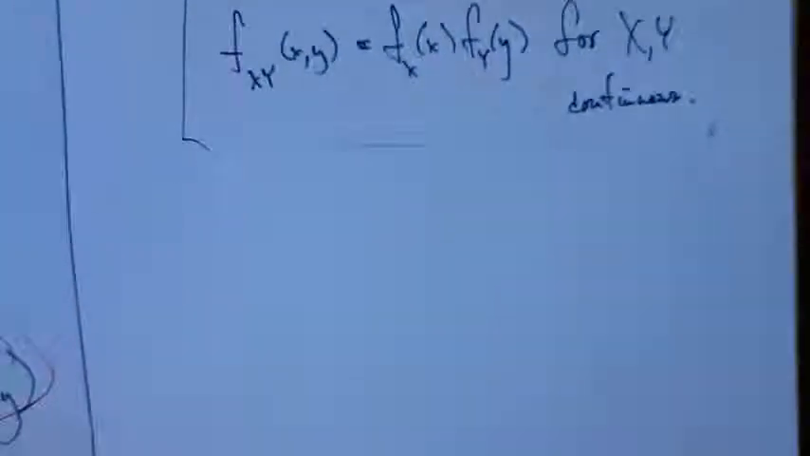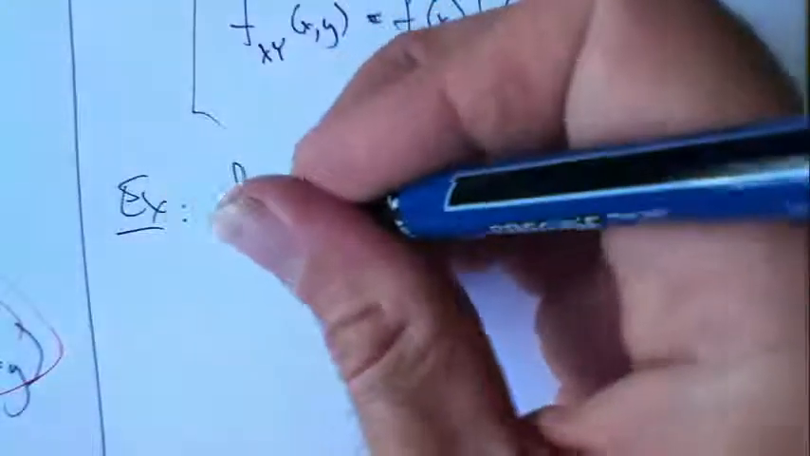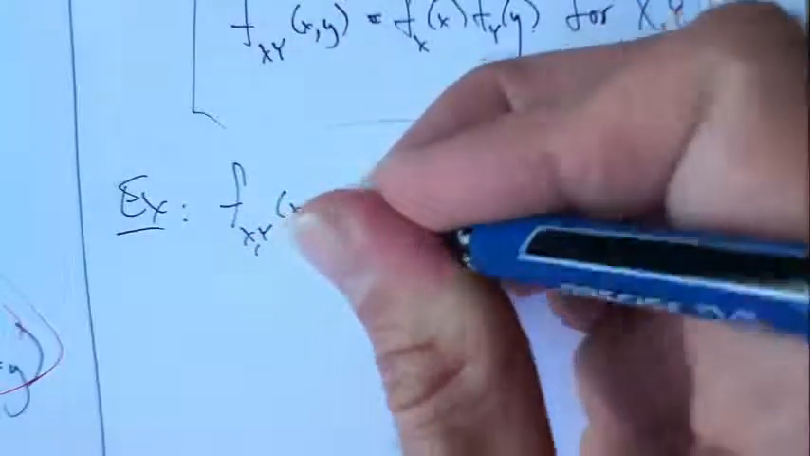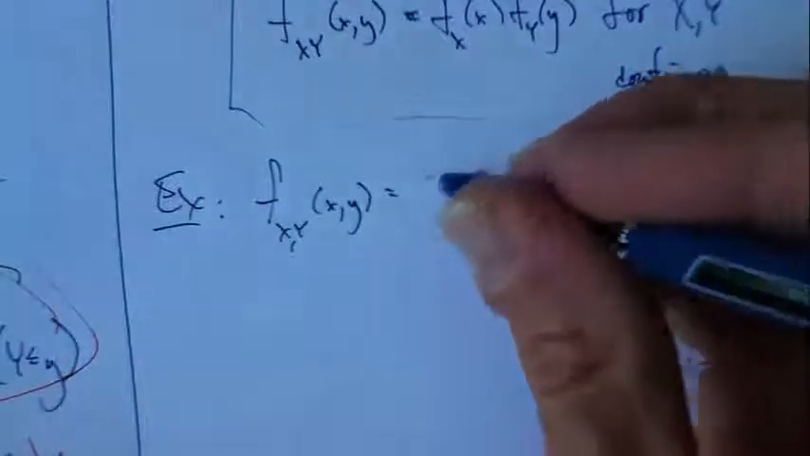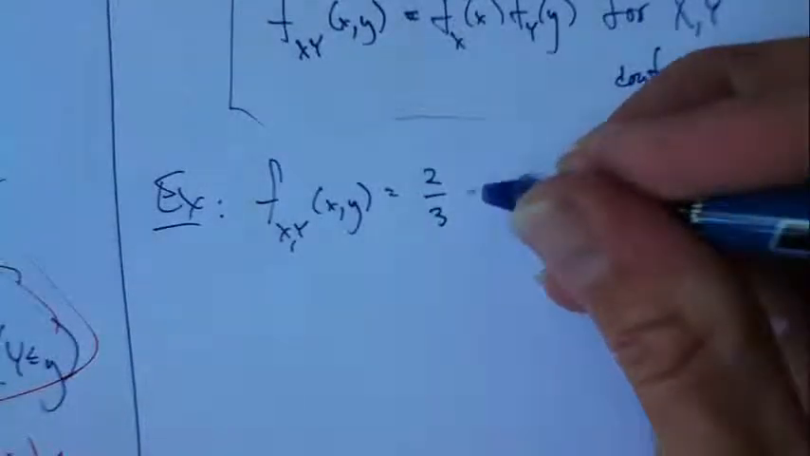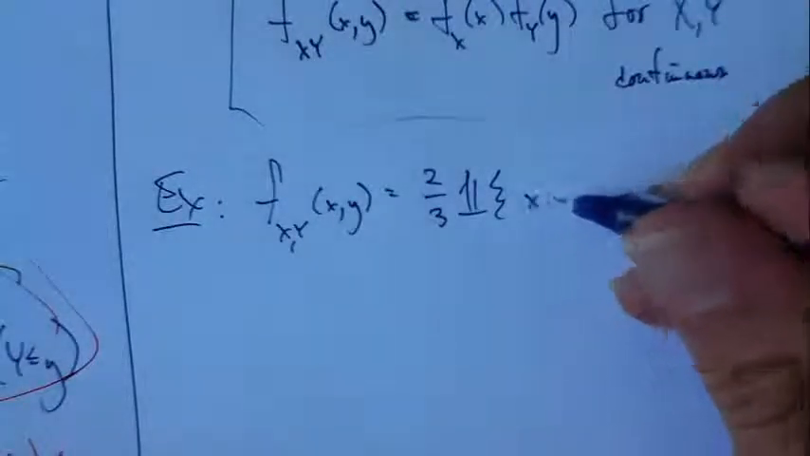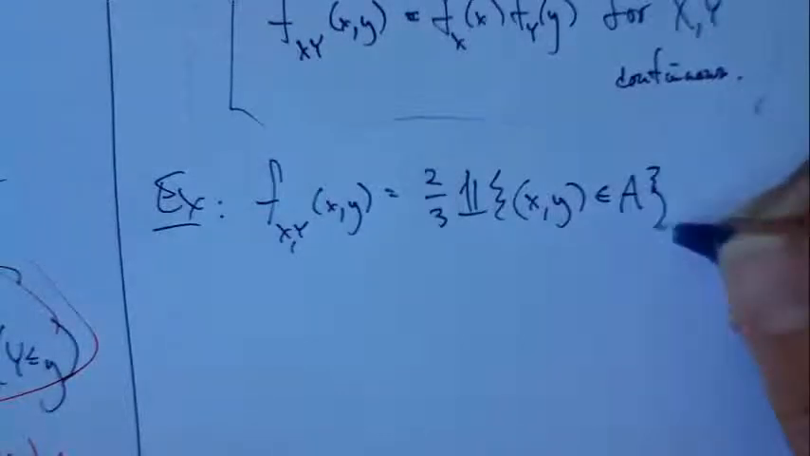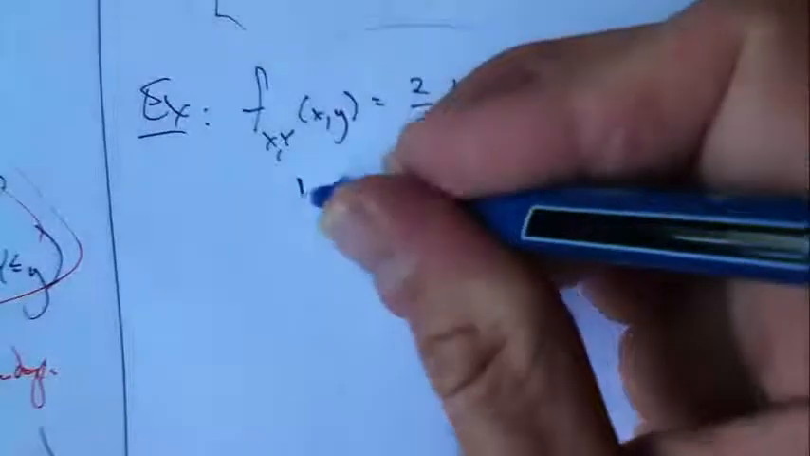So let's do an example here. Let's take an example with a continuous case. Suppose that the joint density function for x and y is, I don't know, say 2/3 for x and y points in some region that we'll call A, and 0 otherwise. And so I'll draw a little picture of that.